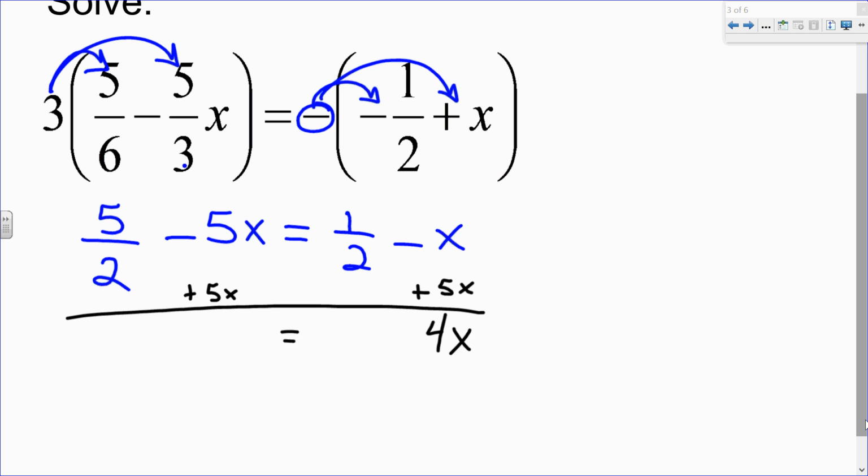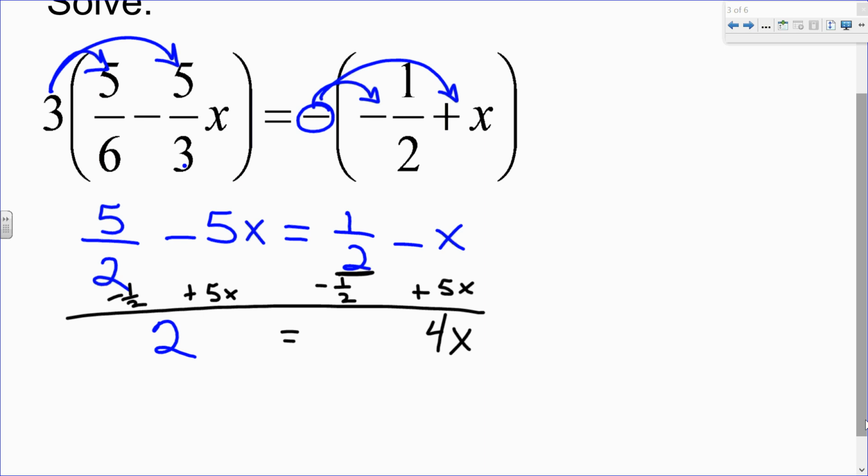And while I'm at it, I might as well get the numbers all on one side. If I want to get rid of this a half, if I want to move it to the other side, it needs to change signs and become a minus, or we think of it as subtracting a half from both sides. And 5 halves minus 1 half, I know, is 4 halves, or 2.